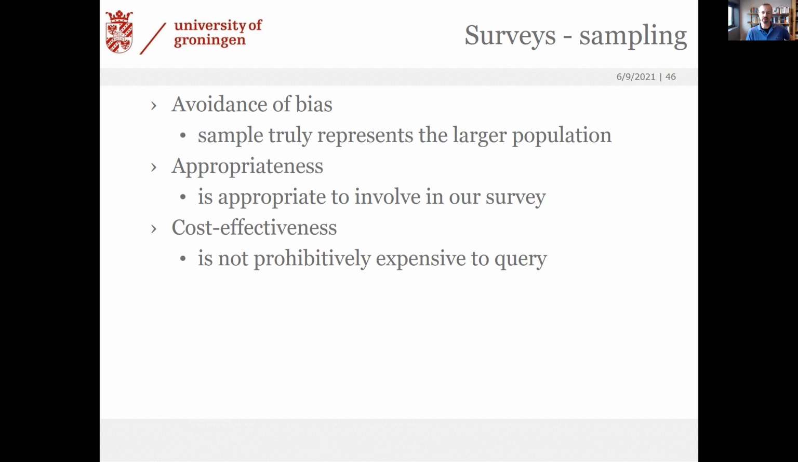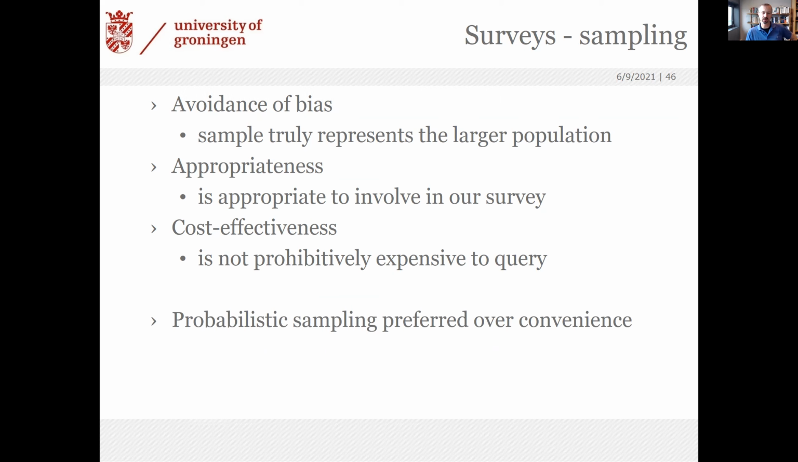Third criterion is cost effectiveness. It should be relatively possible to ask people to do the survey. This means that you do also need to make the survey relatively short. You cannot ask people to fill in a survey that takes 2 hours.